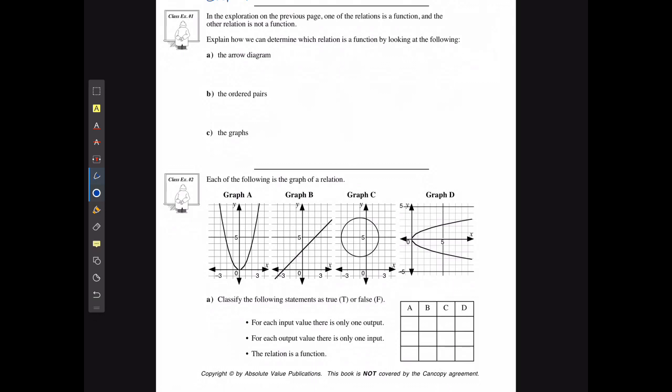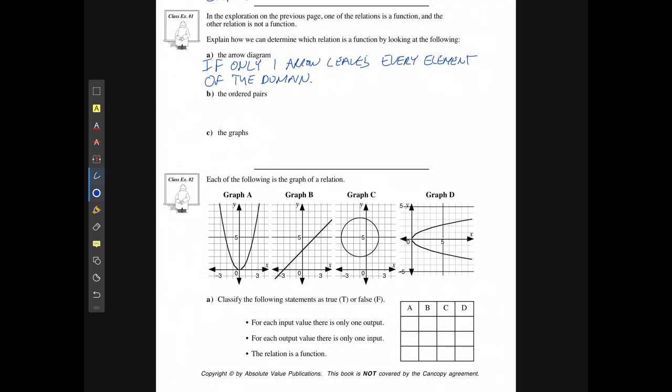All right. In the exploration, one of the relations is a function, and the other relation is not a function. So how can we determine which relation is a function? By looking at the following. First, if I'm looking at an arrow diagram, it's a function if only one arrow leaves every element of the domain. Which is to say that there's only one arrow coming out of every value listed on the left-hand side.